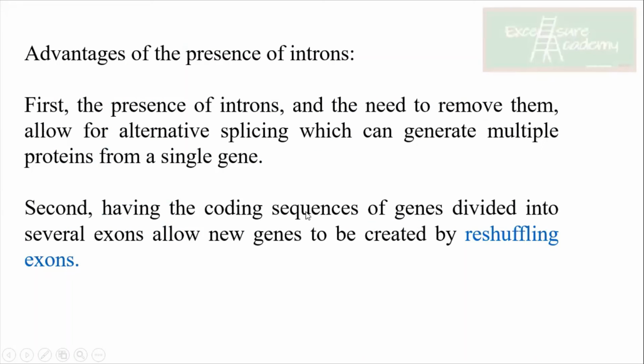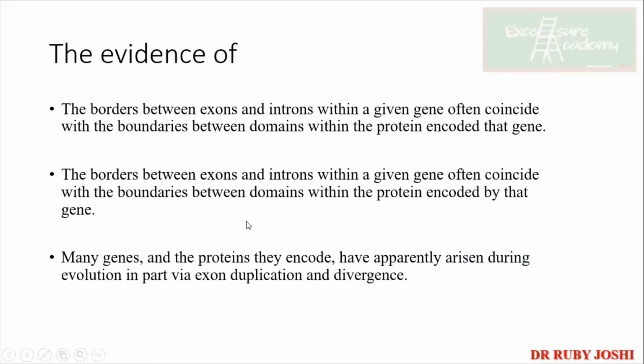Now, what are the advantages of having the presence of the introns? The presence of introns and the need to remove them. Okay, it gives an opportunity of alternate splicing, which can generate multiple proteins now from a single gene. So how we have seen just now, right? From the single pre-mRNA transcript, now because of the presence of the introns, the exon shuffling can be done, the alternate splicing can be done, right? Now you can have different isoforms of the protein. Secondly, having the coding sequences of genes divided into several exons allows genes to reshuffle exons, same thing.